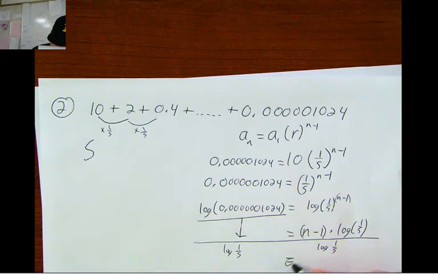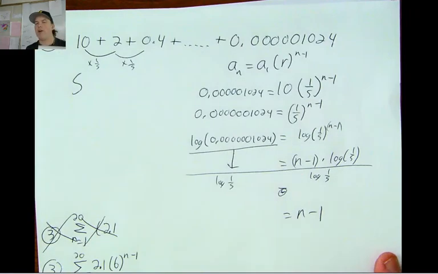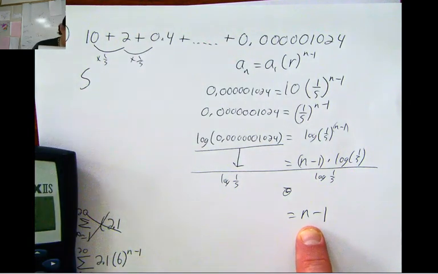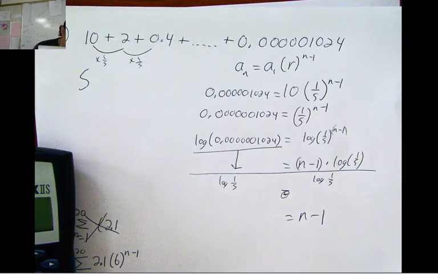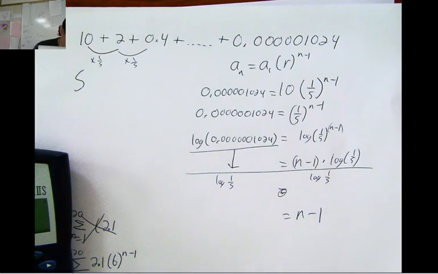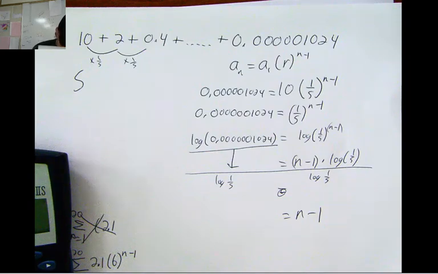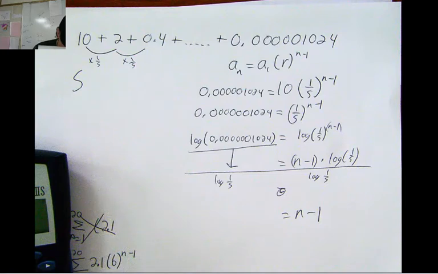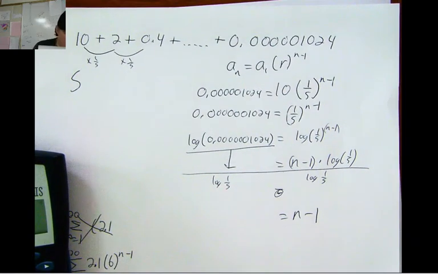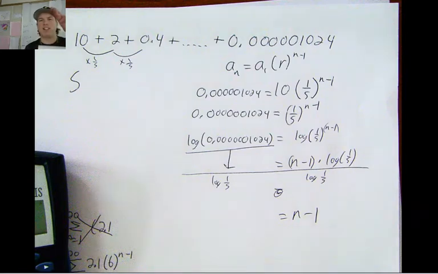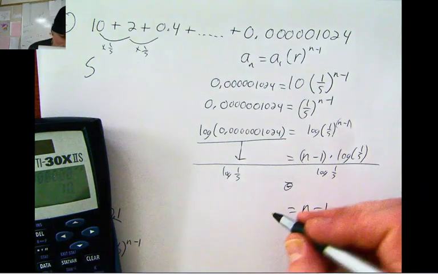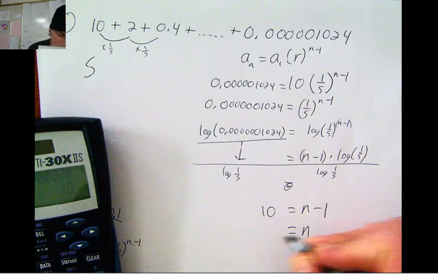And this is where the problem is supposed to make a nice turn. One thing you can count on with these problems is when you're looking for N, if you don't get an integer, something's wrong. So let's try this out. I have the log of 0.0000001024 divided by log of 1/5, which is essentially 0.2. And I hope, fingers crossed, it's going to give me a happy answer. 10. So that means 10 is equal to N minus 1. You add 1 to both sides, which means N is equal to 11.